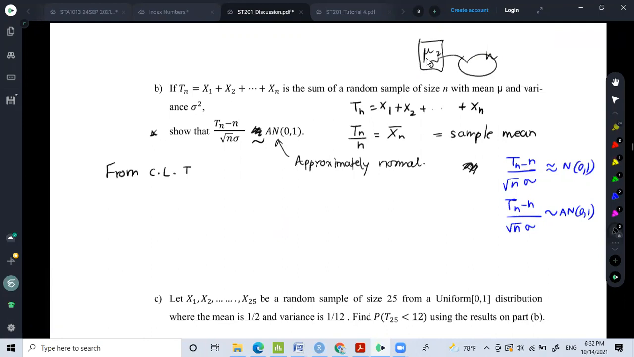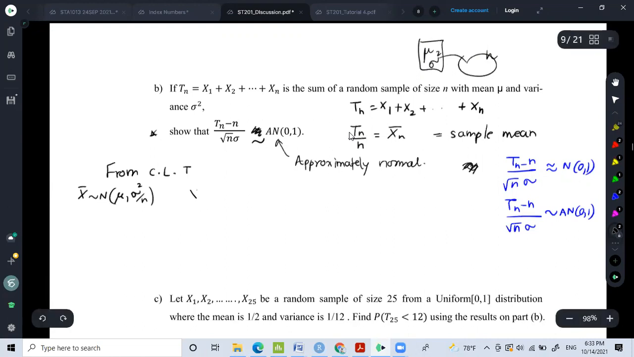Sufficiently large n. For sufficiently large n, that is the central limit theorem. From the central limit theorem, we know that x bar, that is the sample mean, is normal with mean mu and variance sigma square over n, or standard deviation sigma over square root of n. So this is from the central limit theorem. So let's use it.